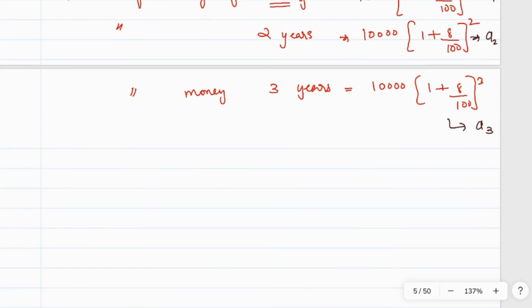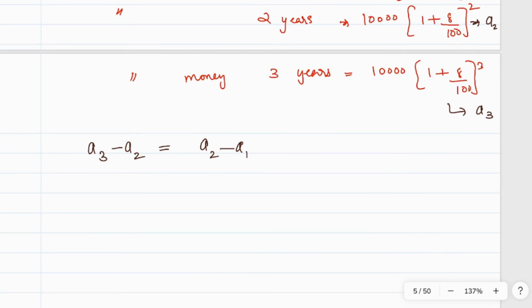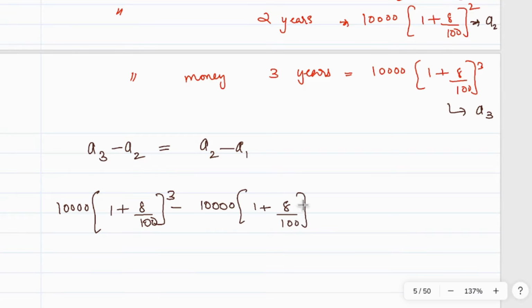In order to check whether this follows an AP, if A3 minus A2 is equal to A2 minus A1, that is, if the common difference between them is equal, then we can tell that this follows an AP, right? So now let's find A3. What is A3 here? 10,000 into (1 plus 8 by 100), the whole raised to 3, minus 10,000 into (1 plus 8 by 100), the whole raised to 2.